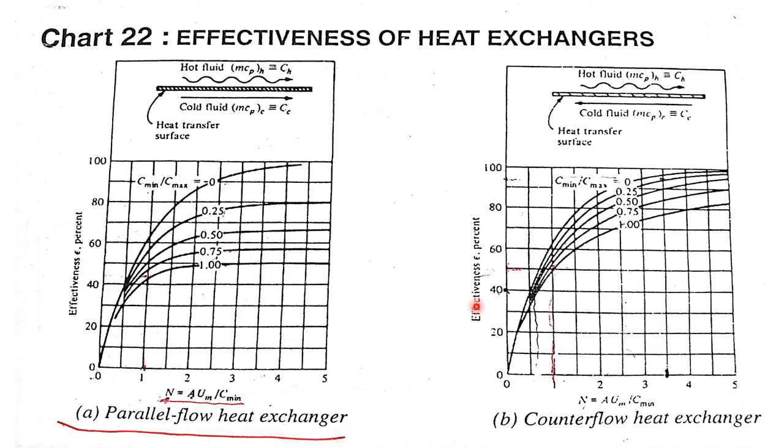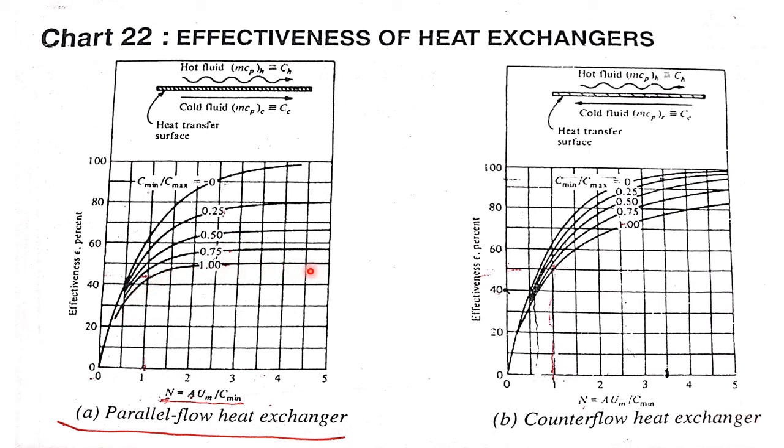The same graph is there for the counter flow heat exchanger also. So here these all are the values of effectiveness, and these are the values of NTU. Same. So these are the graphs. See here, this is C minimum divided by C maximum. This curve indicates capacity ratio as 0. This curve indicates capacity ratio of 0.25. This is the curve which indicates capacity ratio of 0.5. This is the curve which indicates capacity ratio of 1.